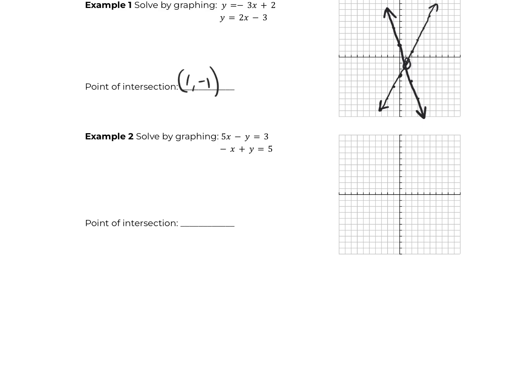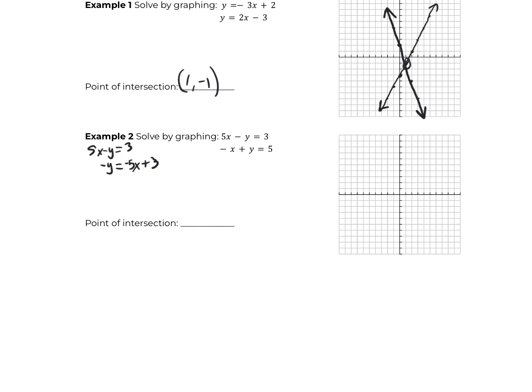Okay, to graph 5x minus y equals 3, I'm going to have to do a little bit of figuring first. I got to solve this equation, get y by itself. So 5x minus y equals 3. I need to get y by itself, so the first thing I'm going to do is subtract 5x from both sides. And then that gives me negative y equals negative 5x plus 3.